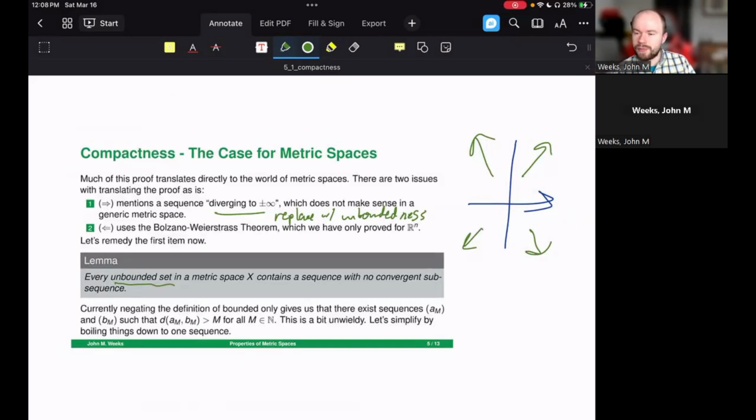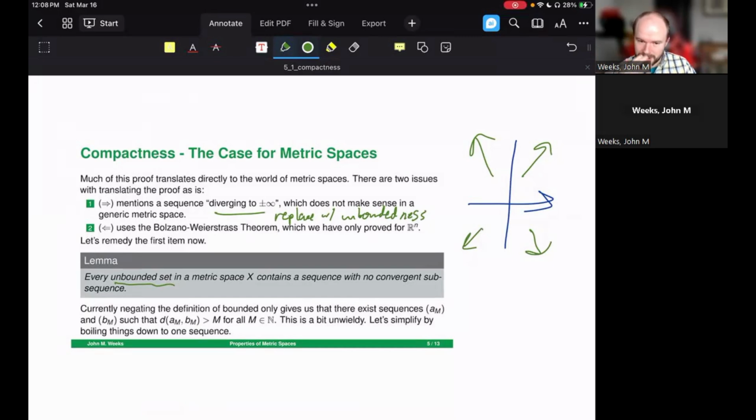Certainly, going from right to left, we could say compact sets are closed and bounded, but perhaps going the opposite direction, we need to say something more. We'll see if we need to get to that point once we get to the later half of this particular video lecture. For now, let's go ahead and replace this notion of sequences diverging to plus or minus infinity with this notion of unboundedness.